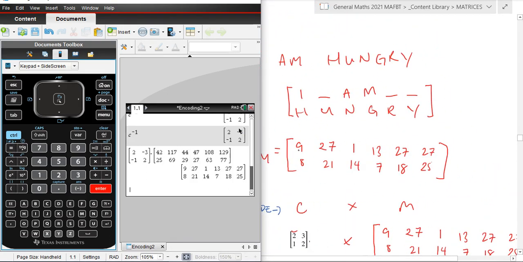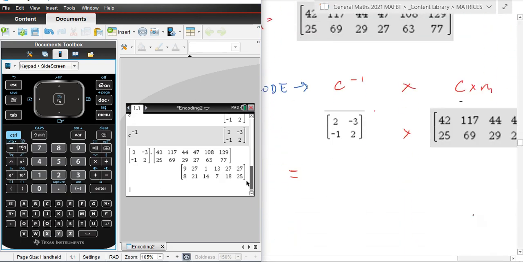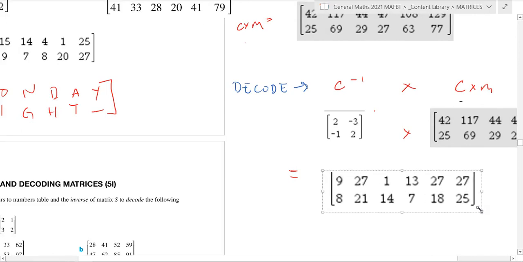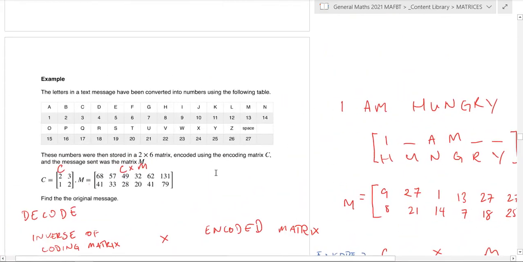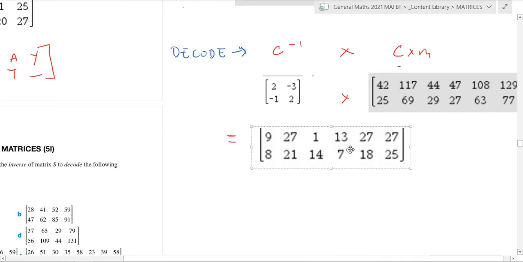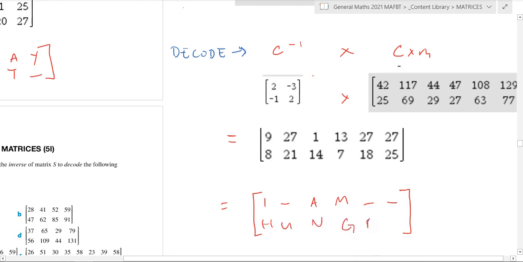9, 27, 1, 13, 27, 27, 8, 21, 14, 7, 18, 25. And again, you just correspond those numbers with those letters here to get back to the original message of the matrix. When you put this back as a final answer, I would normally just represent it as what it was before: I, space, A M, space, H U N G R Y.